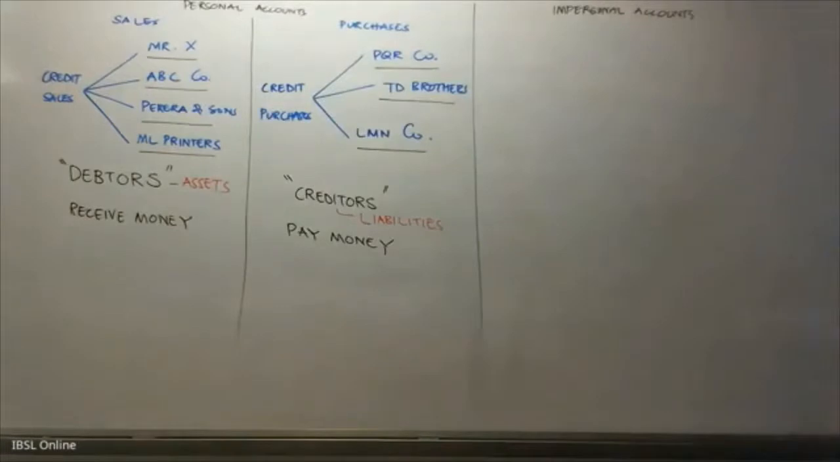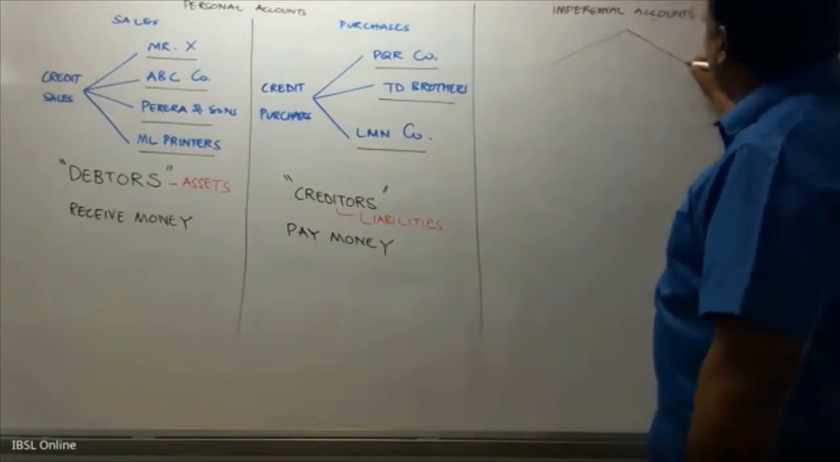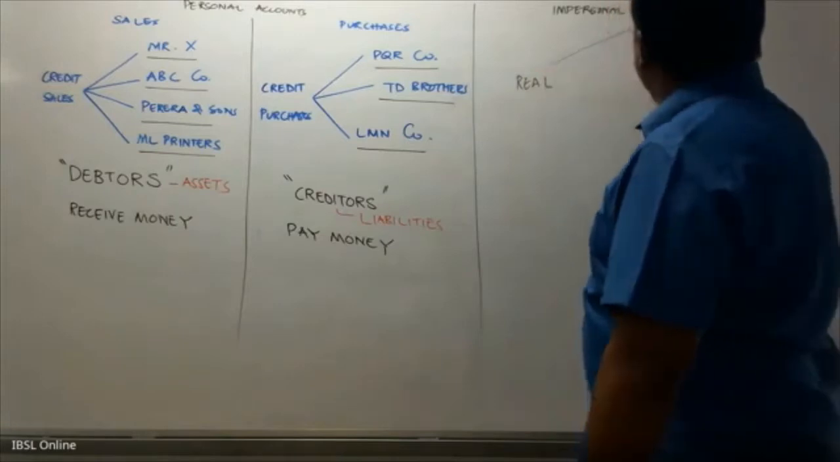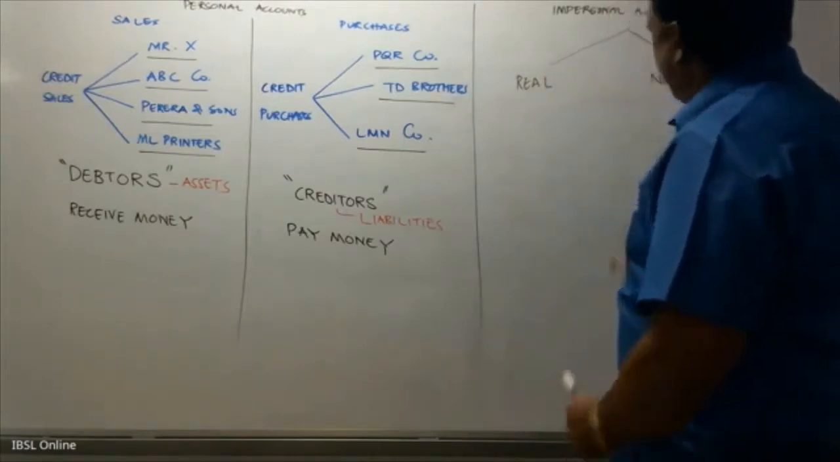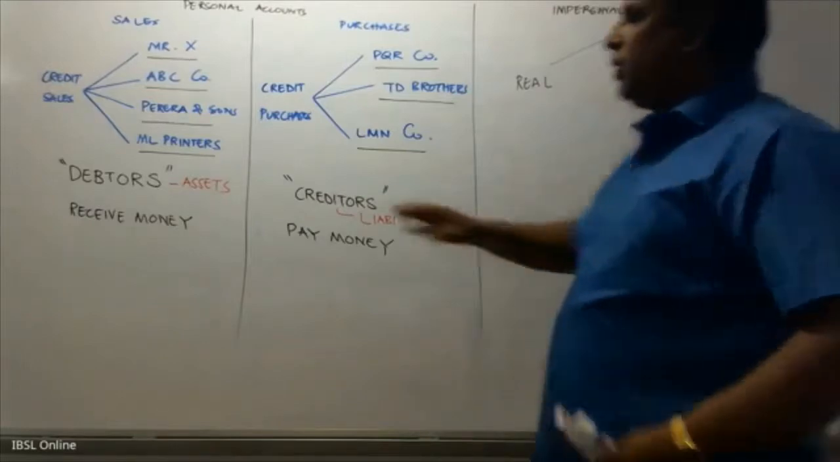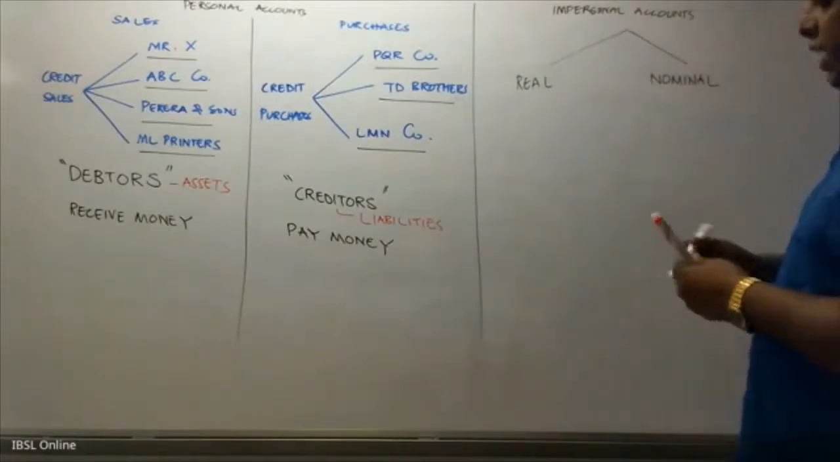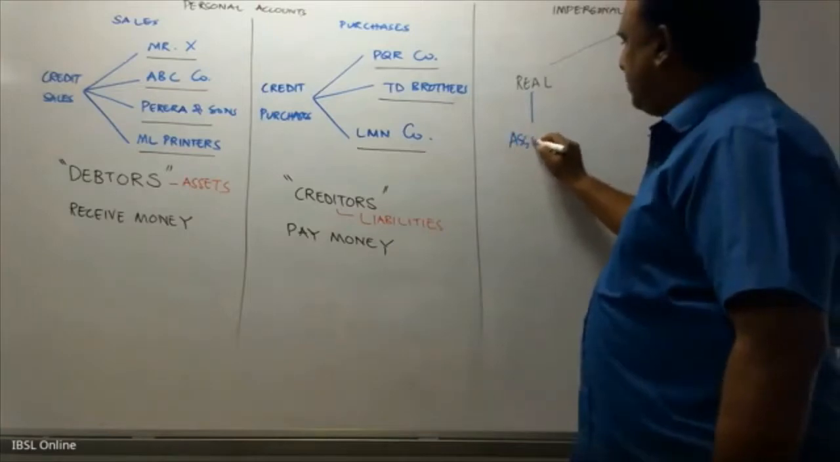Apart from these two, we have the impersonal accounts. So here again, we have the real accounts and the nominal. Now here we talked about an asset and a liability. So all other assets and liabilities of your business are here.